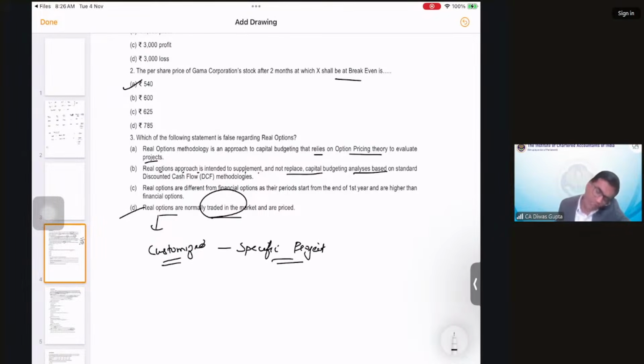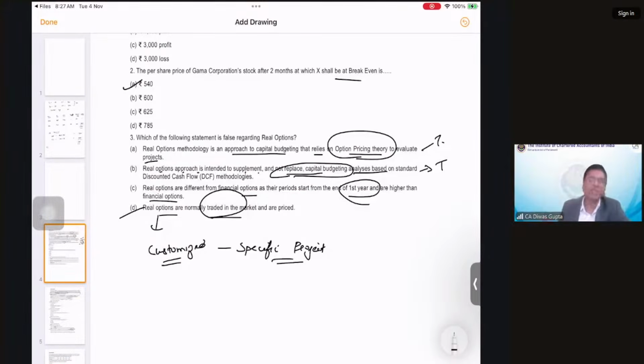Rest all places, if you see, is an approach to capital budgeting that relies on option pricing theory. This is true. Real options approach is intended to supplement and not replace capital budgeting, because it's actually supplementing the entire calculation. It's not replacing. Real options are different from financial options as their period starts from the end of the first year and are higher than the financial options. Yes, because the financial options are up to 1 year, real options are more than 1 year, students.